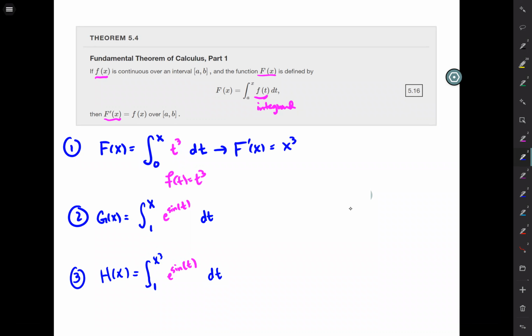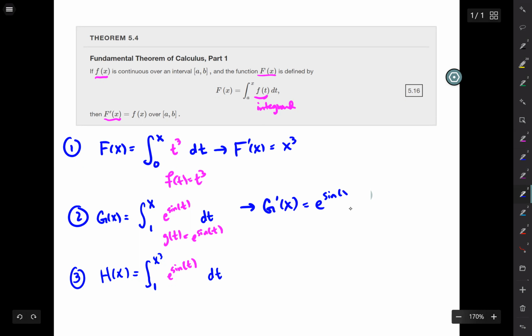For part 2, we have g of x defined to be the integral from 1 to x of e to the sine of t. So in this case, little g of t is e to the sine of t, and big G prime is just e to the sine of x. That's really straightforward as long as the integral is written exactly in the form stated in the fundamental theorem of calculus. As long as it's a constant up to the value x, then if you take the derivative of the integral of e to the sine of t dt, you get just e to the sine of x.